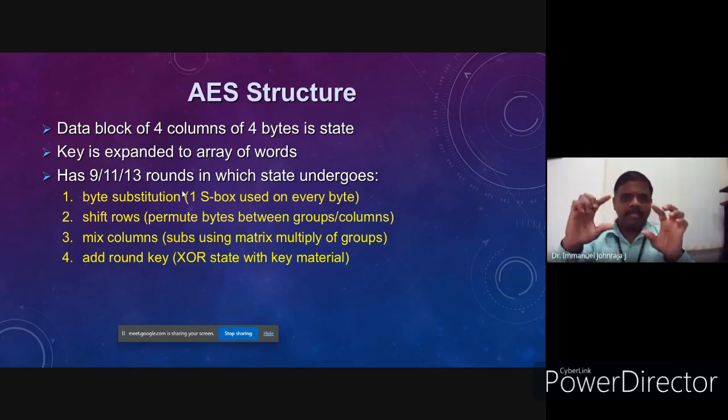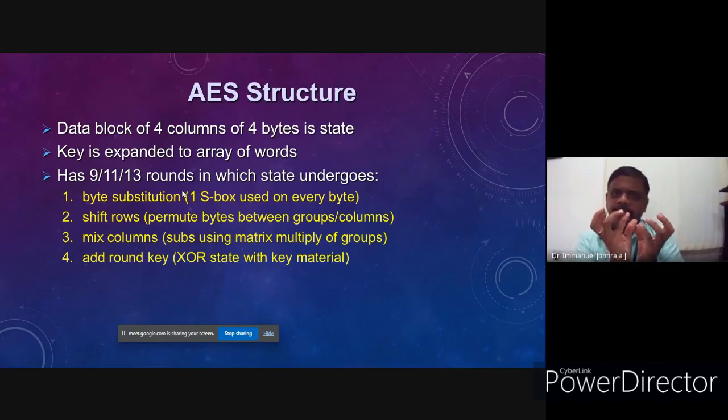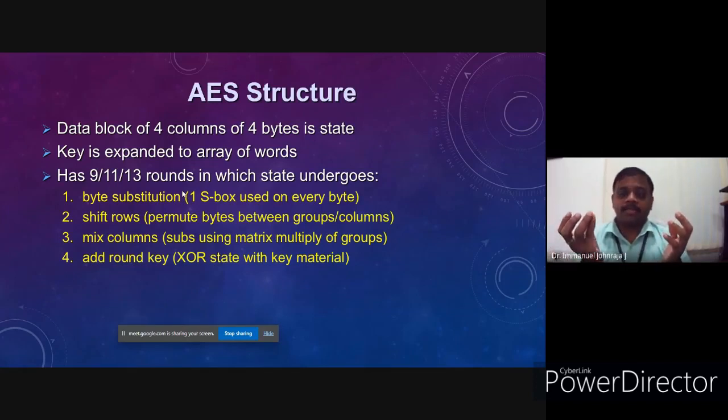You got the state which has 4 rows. The rows are shifted. This is just to place the values in different places. So the data at the second row, first column may be placed in the second row, third column, and so on. Within the row it is shifted, and then columns are mixed, something similar to shift rows. So these all are transposition. It is not substitution.